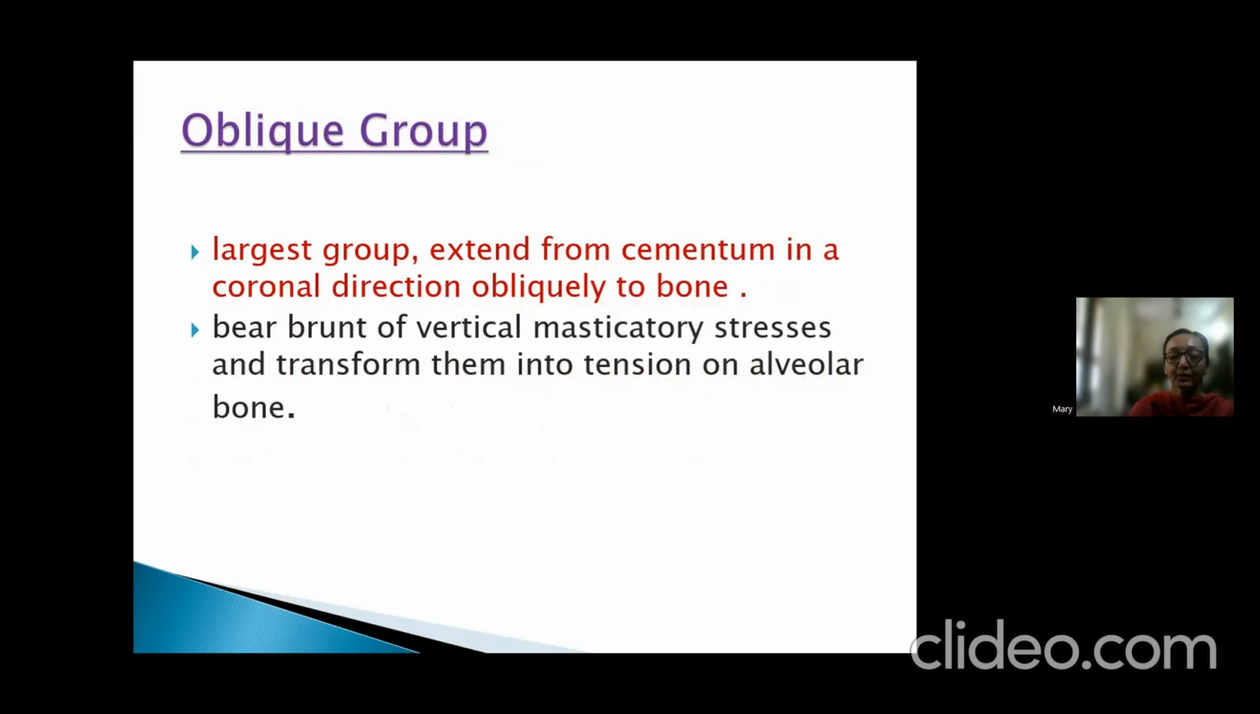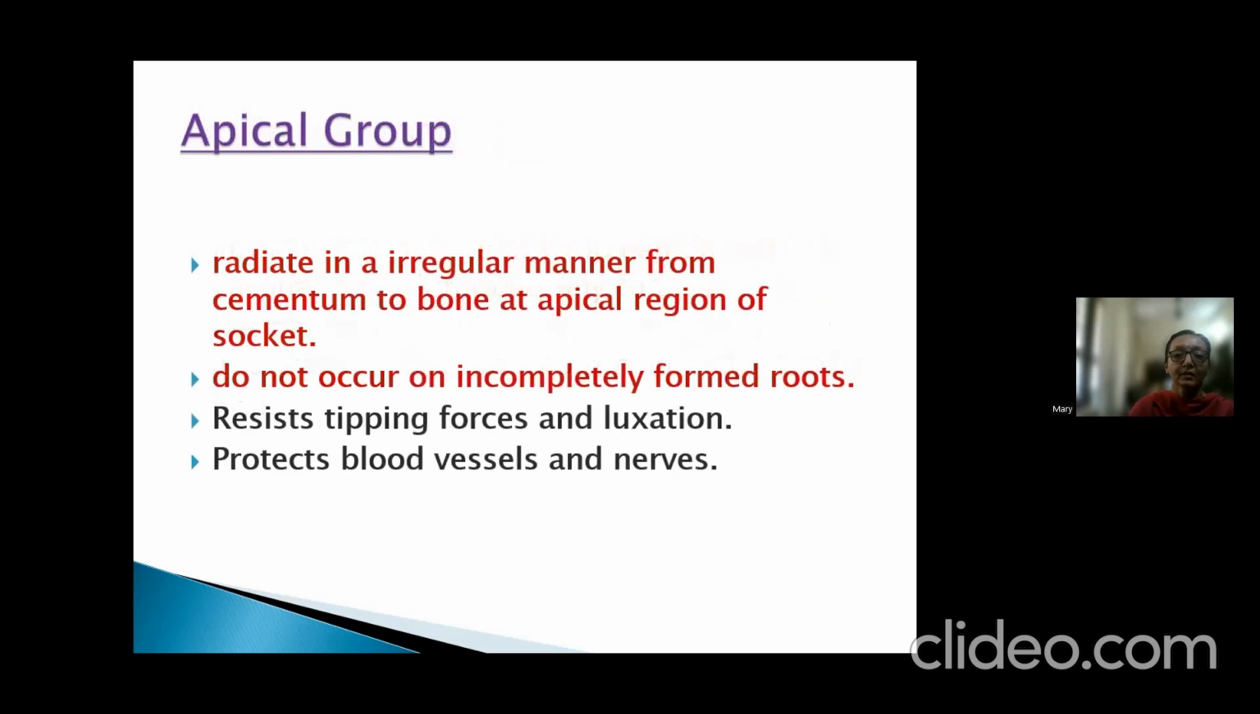Now coming to the apical group, they are usually found, as the name suggests, at the apex of the tooth, and they do not usually occur in completely formed roots, and they may help in resisting the tipping forces and luxation forces, and they help in providing a casing, or rather protect the blood vessels and nerves of the periodontal ligament.